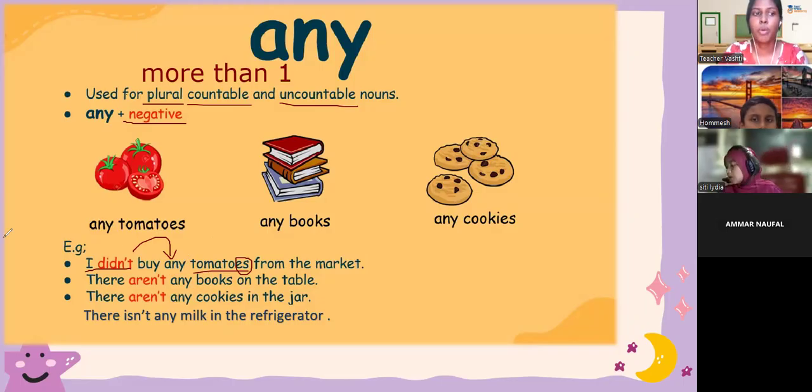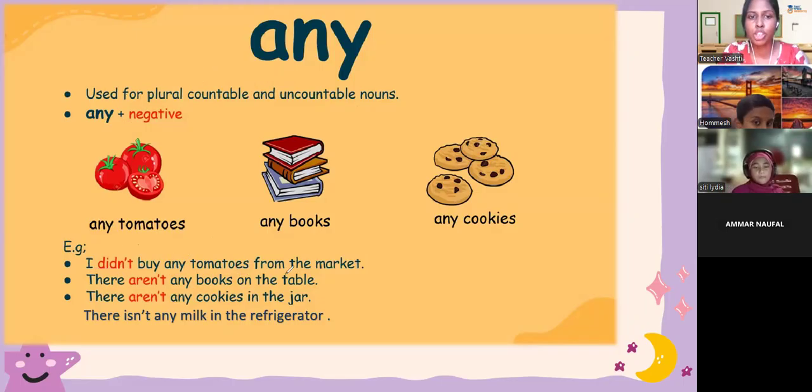Clear? Let's look at the sentences. There aren't any books on the table. Books, can you count? Yes, countable. Is it more than one? Yes, more than one. Aren't, is it positive or negative? Negative. If it's negative, you must use the word any.